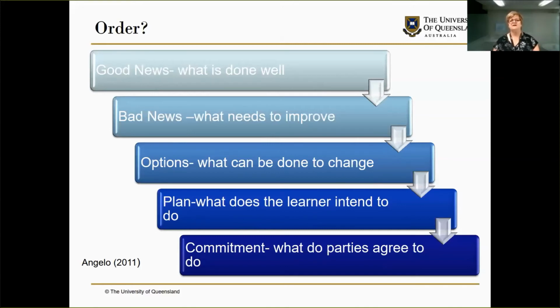Now, what options have we got in front of us? So you're helping the learner to actually do something with the feedback. So they, again, can lead that and they can explore what options they have that suit them. Then, what does the learner intend to do? So what am I going to do about that? And then the commitment of, all right, that sounds like a good plan. What are we going to agree to do from here?